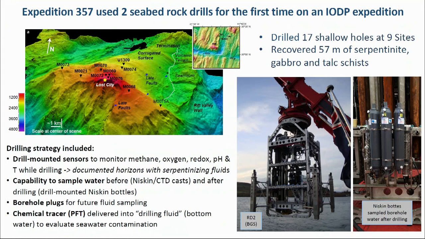Another feature of the strategy for Expedition 357 was to plug holes, and we were able to plug four of the boreholes for future fluid sampling. Because we had a strong microbiology focus, it was also important to put in chemical tracers so the microbiologists could assess contamination in their samples.